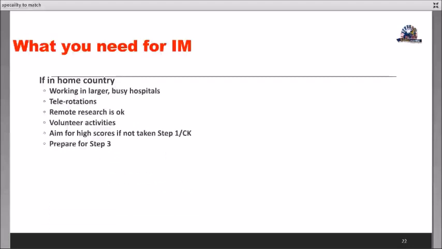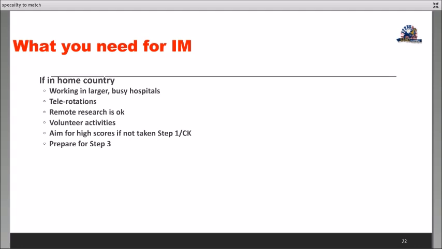How can you improve your profile for IM? Working in your home country, if you are there, large, busy hospitals, that hands-on experience in a resource-constrained environment is invaluable. A lot of students don't know how to market that experience, how to bring out that experience in their CVs, in their personal statement, and even in their interviews. But believe me, home country experience in large hospitals, busy hospitals really helps.